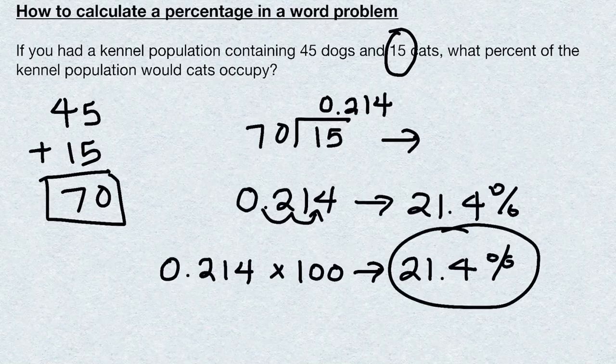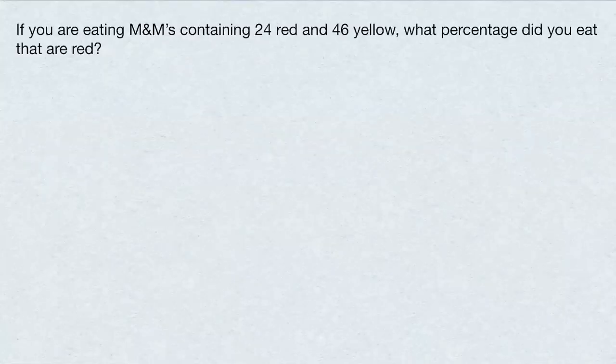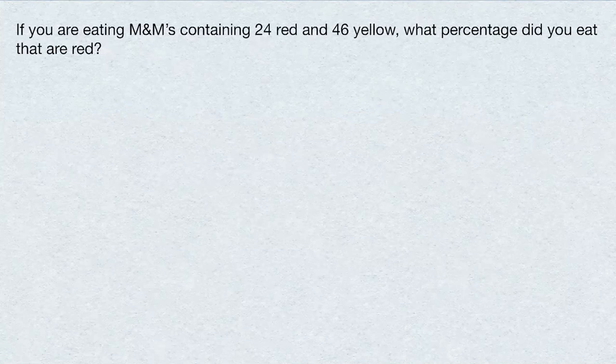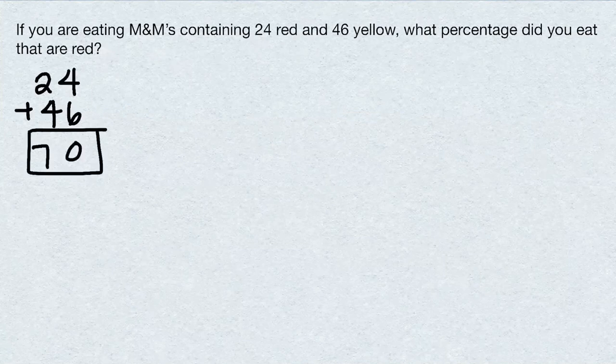Let's do one more. Figured I'd pick a delicious one. Let's say you're eating some M&Ms. They have 24 red and 46 yellow. So what percentage did you eat that were red? Let's start by finding how many total M&Ms you ate that day. So 24 plus 46, that is 70 M&Ms. That is a lot of M&Ms, lots of deliciousness right there.